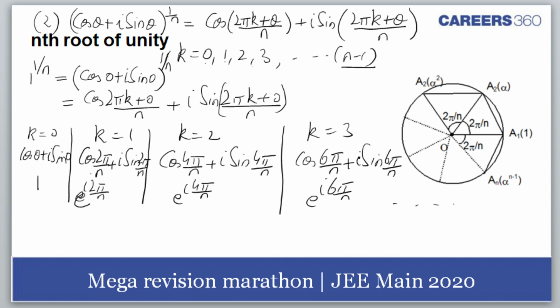So what do I get? Nth roots of unity. Let's say this is 1. Let me call this nth root of unity as alpha 1, this as alpha 2, this as alpha 3 and so on. Till how many will I have? I'll have till alpha n minus 1, because whatever is k, I'm getting here as the suffix. Okay? Yes, Rekha? Speed is okay?